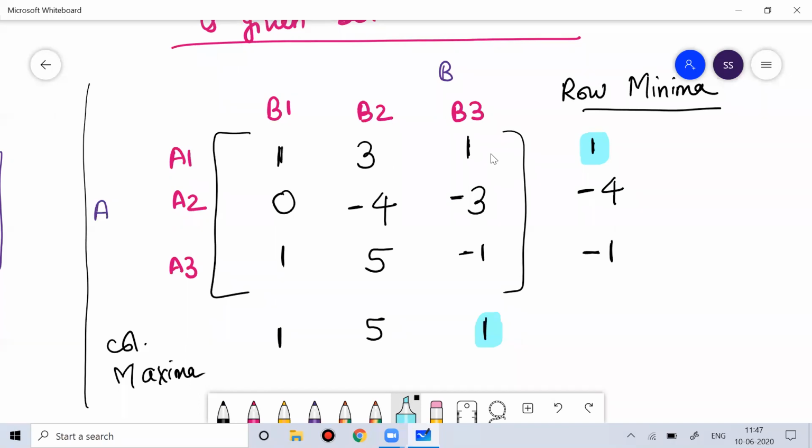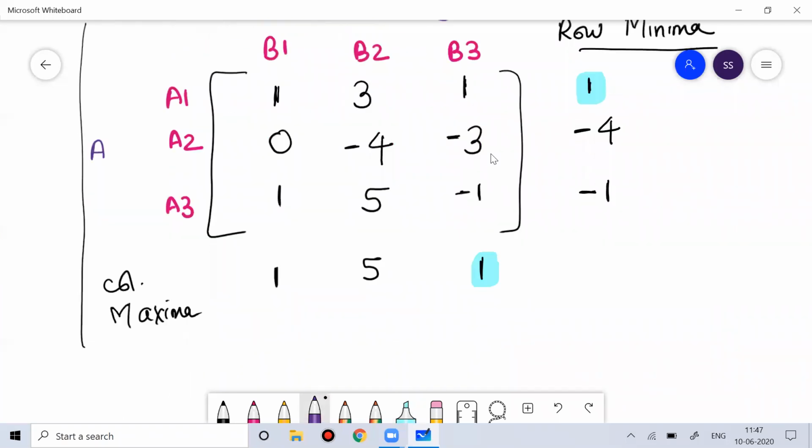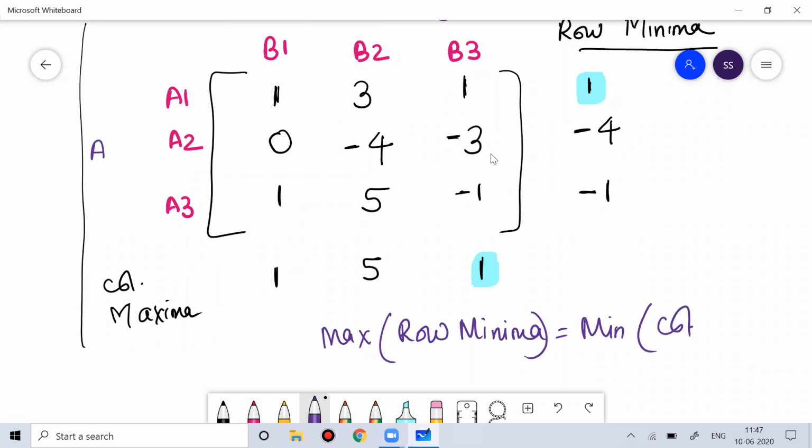In this problem, the maxima of the row minima is equal to the minima of the column maxima, because they're equal. So this strategy is called pure strategy.